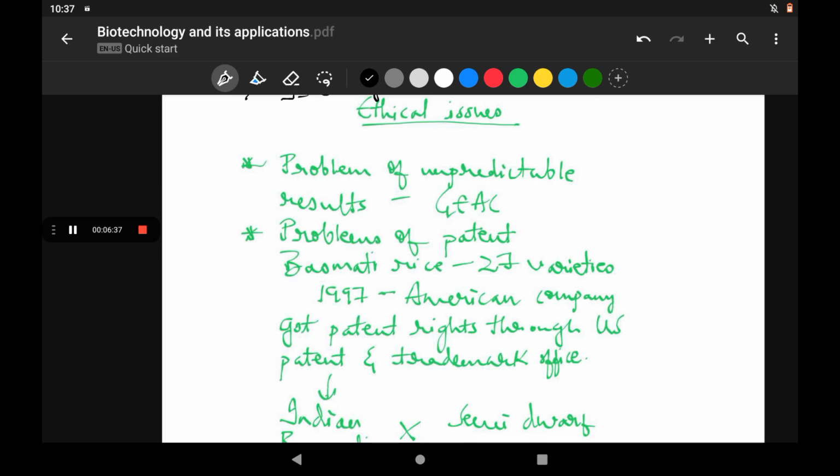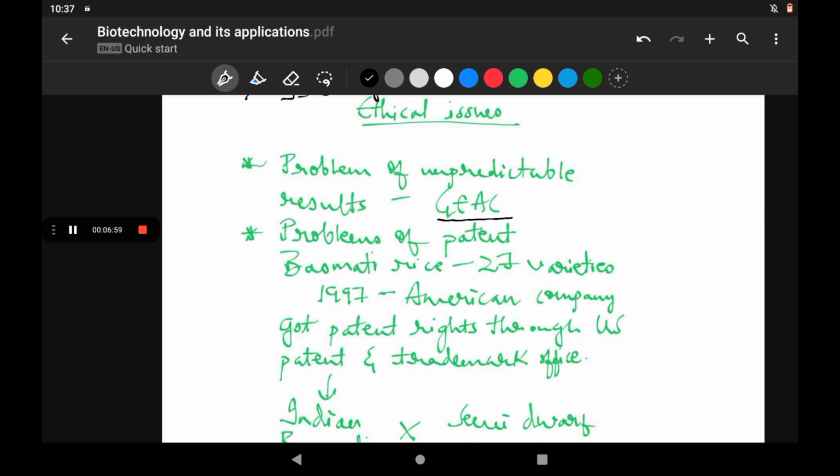Also, we cannot use human beings as lab rats and conduct experiments. So for this, the government of India has the Genetic Engineering Approval Committee, which regulates the experiments being conducted. Also, an approval from them is required for conducting biotechnological experiments.